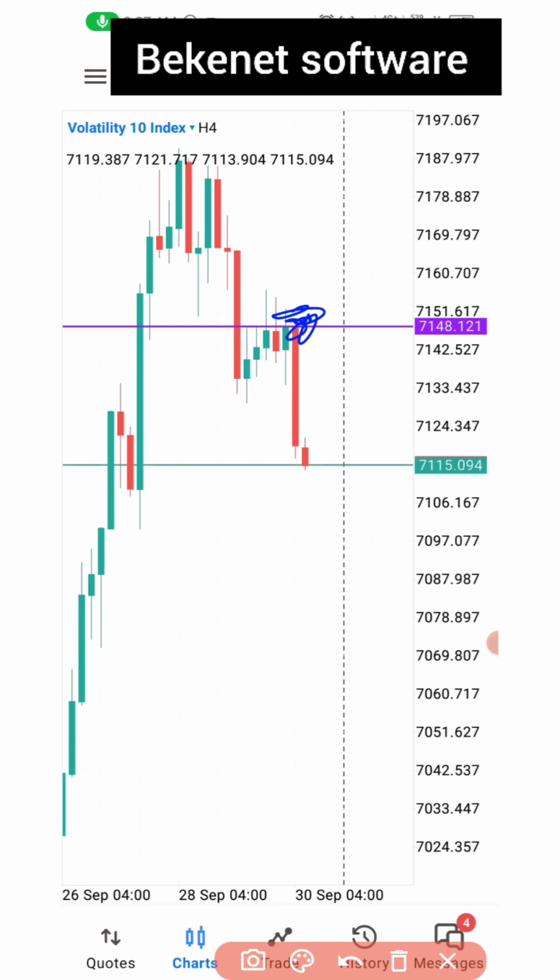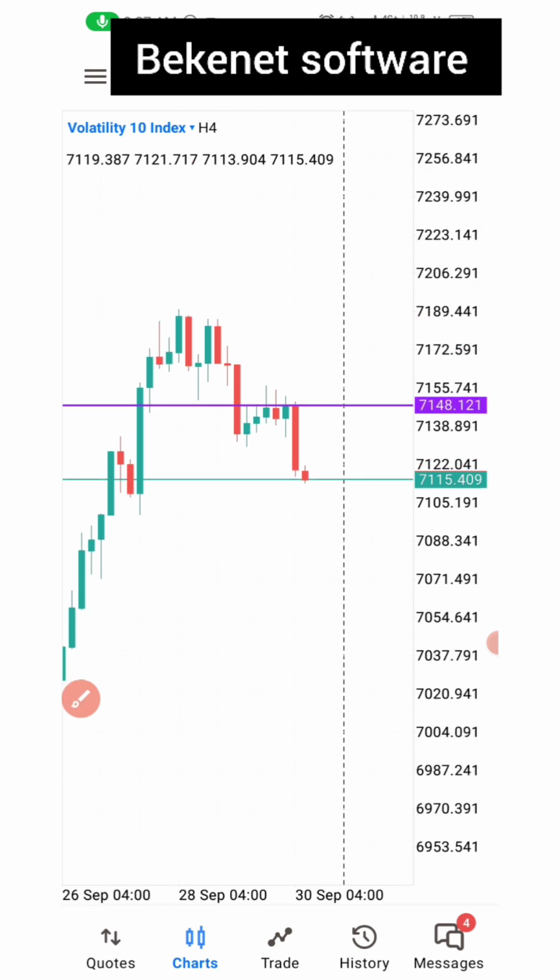You can only see a first phase of a bearish move, first phase of a sell, from the top. You're selling from the top. Look at all my trades. I only sell from the top and I buy from the low.